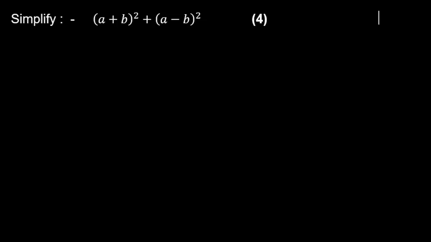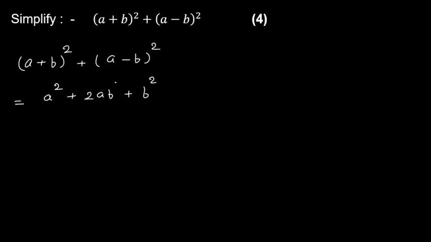We have A plus B the whole square plus A minus B the whole square. We have to simplify this. So we have the formula for A plus B the whole square. This is A square plus 2AB plus B square, and the value of A minus B the whole square is A square minus 2AB plus B square. So A square plus A square is what? 2 times A square.